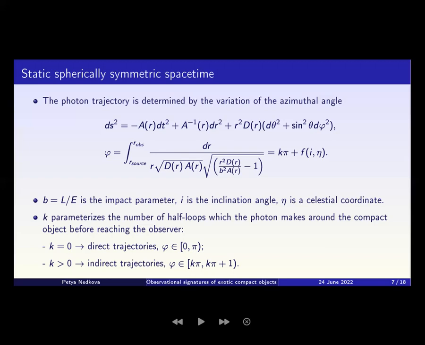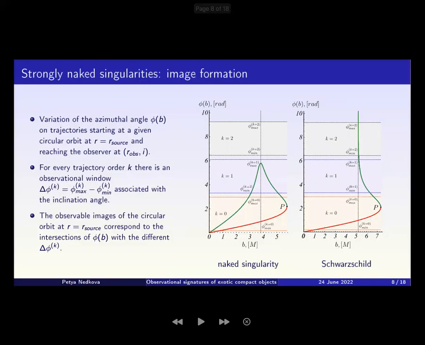And by investigating the properties of this equation, we can clearly see how the double images arise, how these central images arise. So we just need to study the equation qualitatively. So on the next slide, we do this. We introduce this kind of diagram.